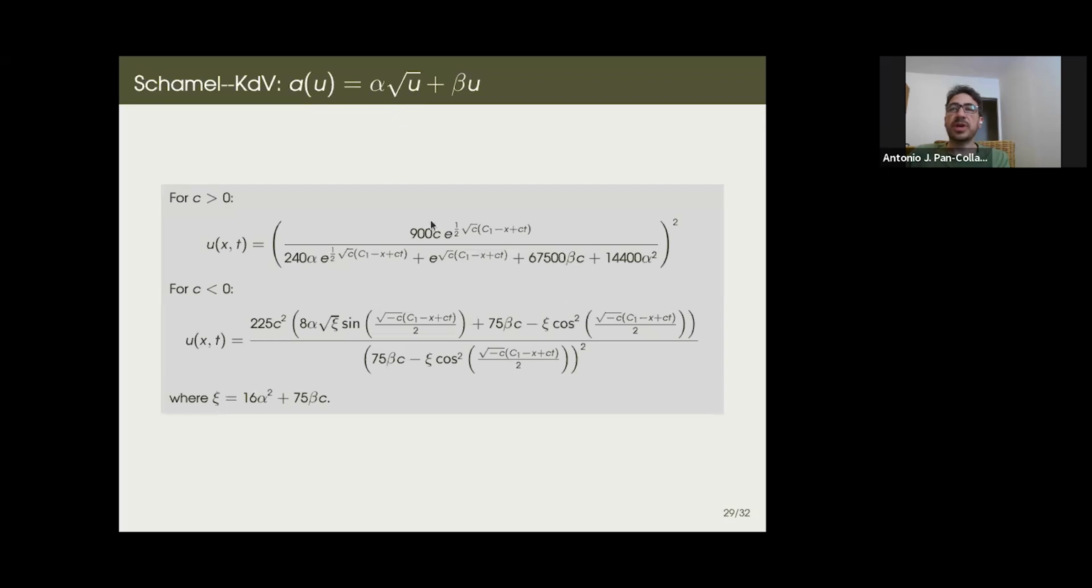And finally, if we consider A equals alpha square root of u plus beta u, we obtain the so-called Schamel KdV equation. In this case, the infinity structure-based approach lets us obtain these 2 families of explicit solutions, which depend again on c and c1.